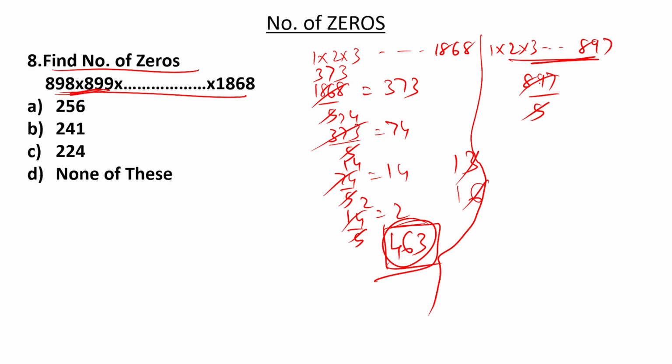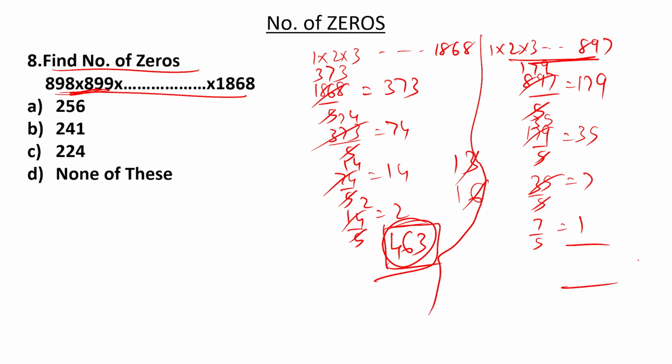897 divided by 5. 5 ones and 3 carry on forwards. 5 sevens and 4 carry on forwards. 5 nines, 179. 179 divided by 5. 5 threes is 15. So 2 carry forwards. 5 sevens is 35. 35 divided by 5, 7. 7 divided by 1. So just add it.